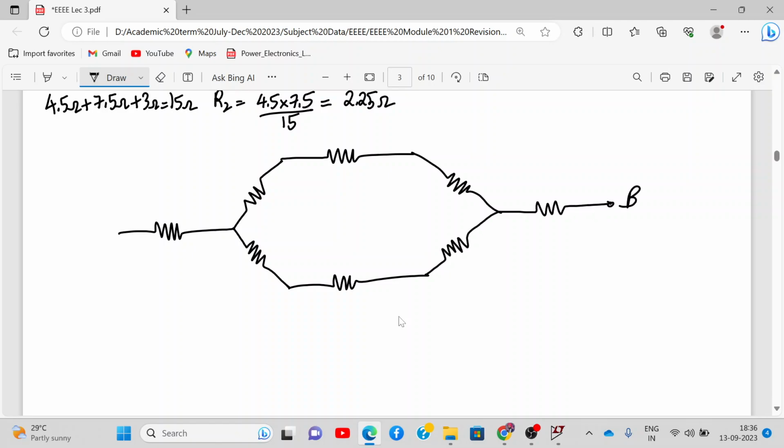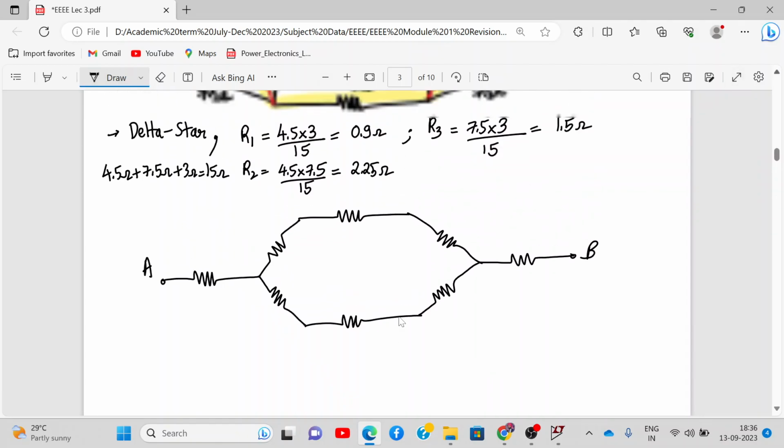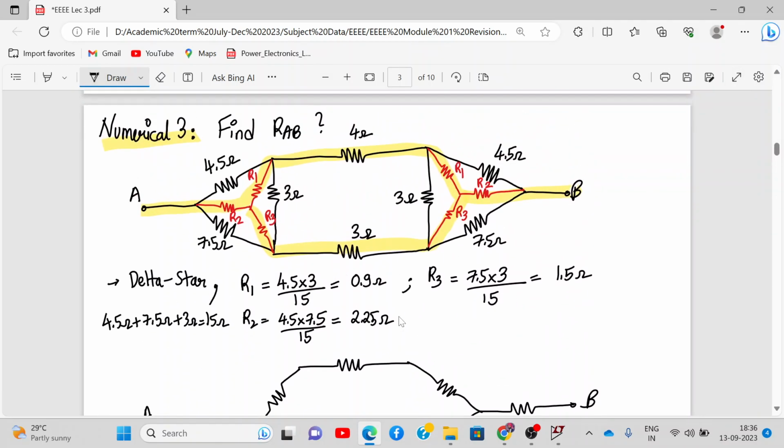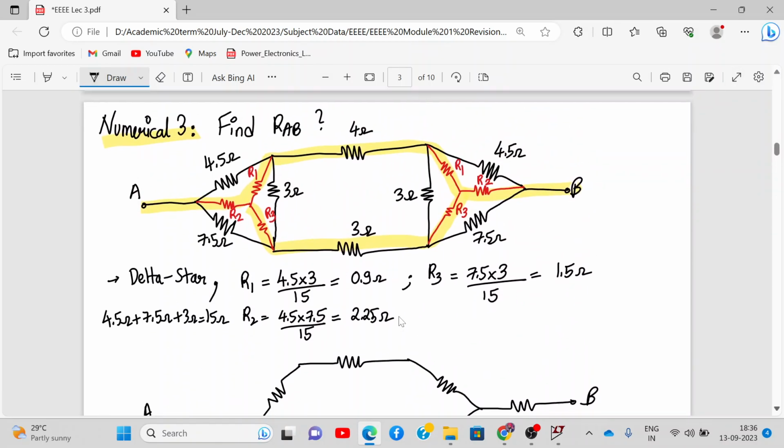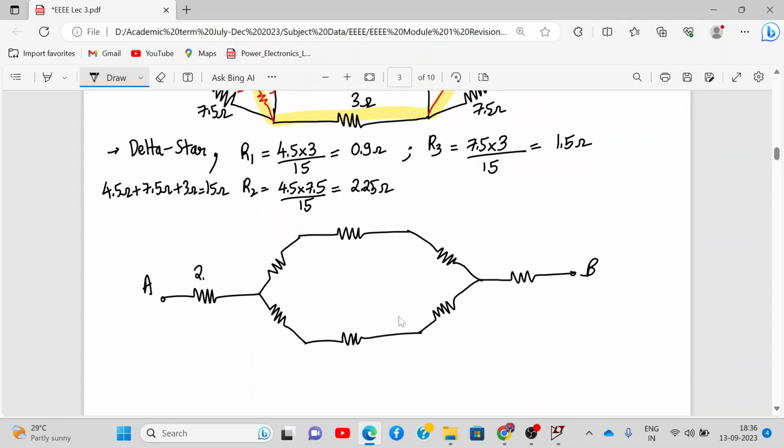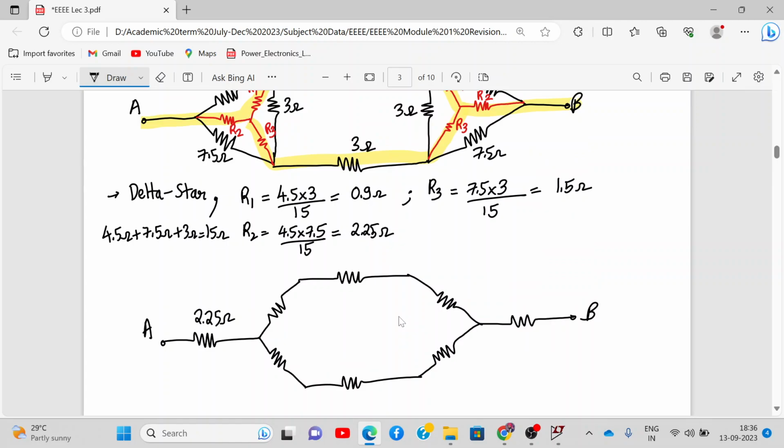So this is B, this is A. Now let me make it a little small so that I can compare. This is R2. So R2 is how much? 2.25. This is R3. So R3 is 1.5. Similarly, here also we have 1.5 and 2.25.